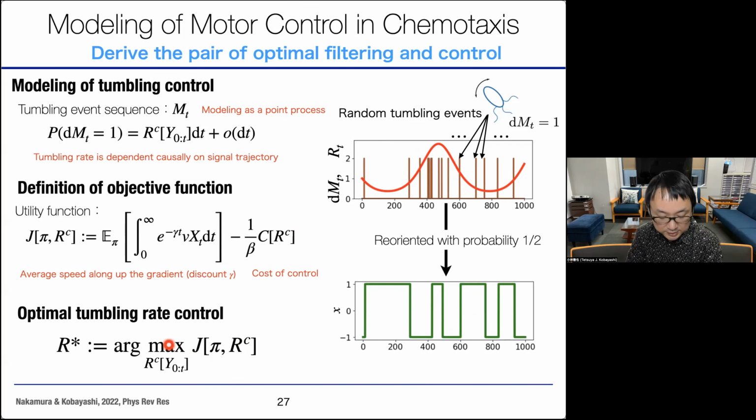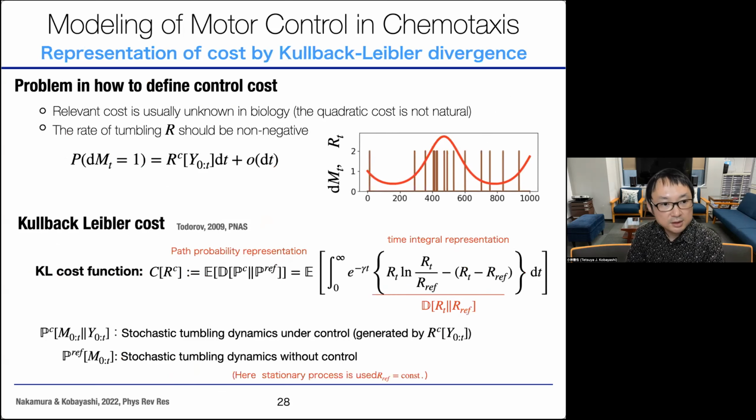In order to solve this optimization problem, we have to specify the cost function. There is a problem in defining the cost function for control. The problem is that we do not know the relevant cost for biological control. In usual control theory, people often use quadratic cost, but that sounds not so good for a biological system.